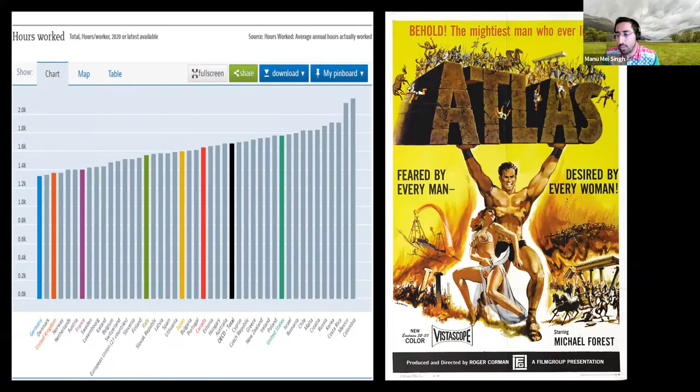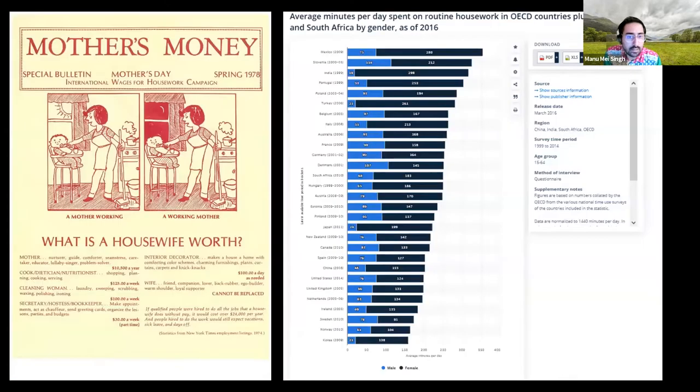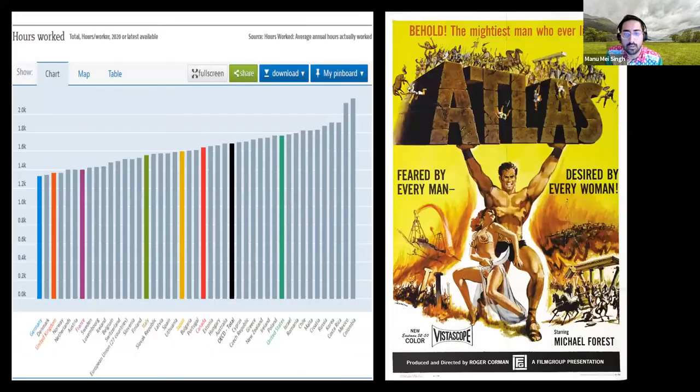It doesn't say this, there's no gender breakdown, but there are some things to consider. Mexico is one of the highest, as is the United States. Sweden is one of the lowest. And just to flip back, Mexico has the highest women put in one of the most times per day into housework, minutes per day in housework, right? So you can make your own conclusions on what this means, and we can discuss if we want to. Okay.